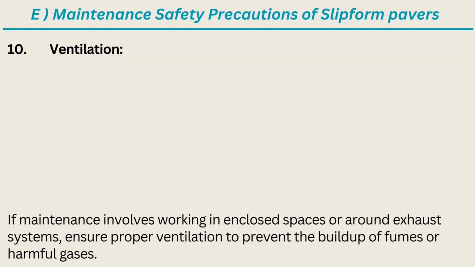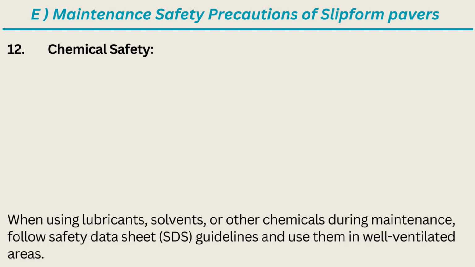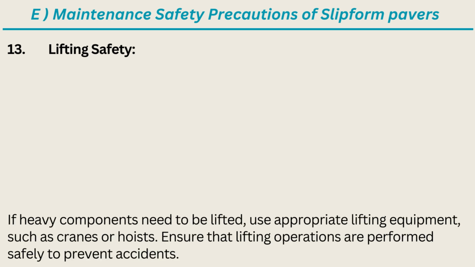10. Ventilation. If maintenance involves working in enclosed spaces or around exhaust systems, ensure proper ventilation to prevent the buildup of fumes or harmful gases. 11. Fire safety. Be aware of potential fire hazards, especially when performing maintenance on the engine or fuel system. Have fire extinguishers readily available and know how to use them. 12. Chemical safety. When using lubricants, solvents, or other chemicals during maintenance, follow safety data sheet, SDS, guidelines and use them in well-ventilated areas.